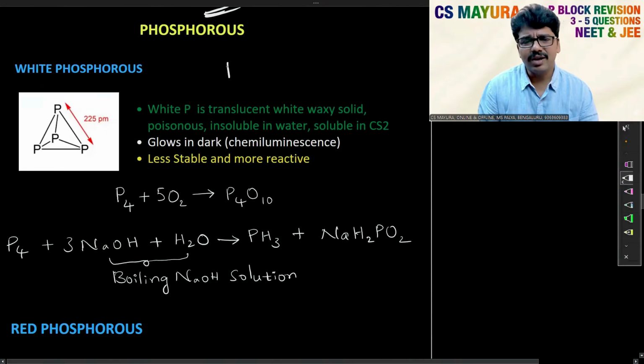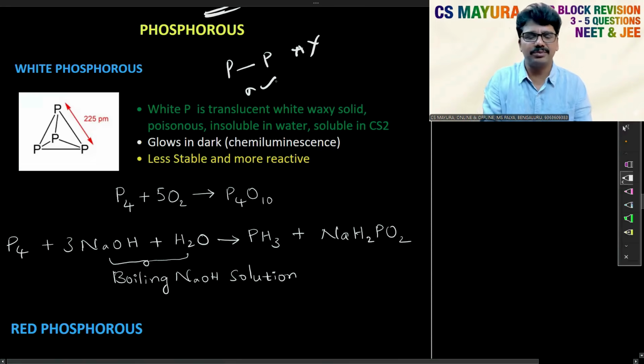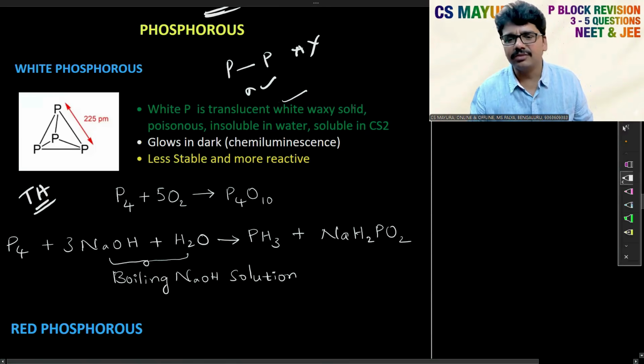Next, coming to allotropes of phosphorus, white phosphorus. So already we discussed one phosphorus cannot form multiple bonds with another phosphorus. So a pi bond cannot be formed, only a sigma bond is formed. That's why 4 phosphorus atoms combine to give a tetrahedral structure. White phosphorus is a translucent white waxy solid and it is poisonous, insoluble in water, but soluble in carbon disulfide. It glows in the dark and is less stable, more reactive.